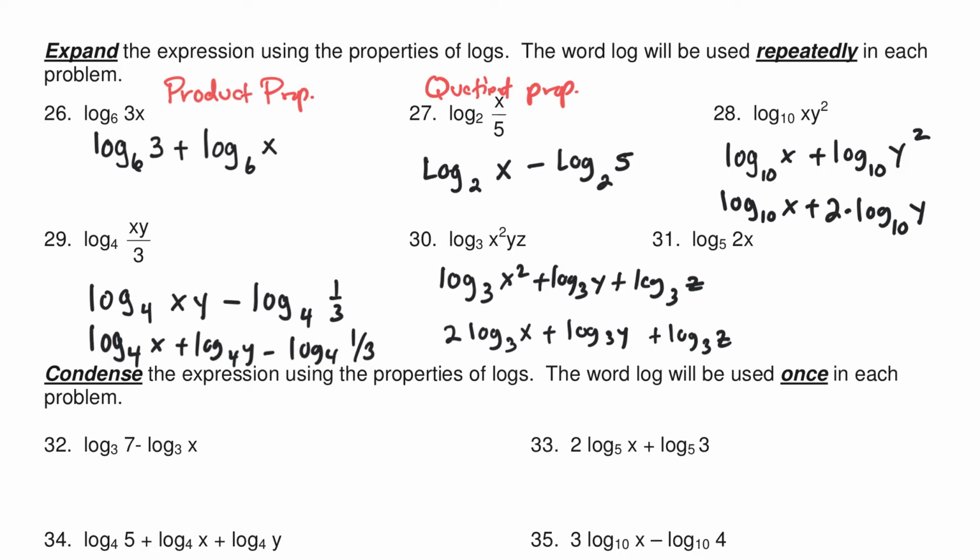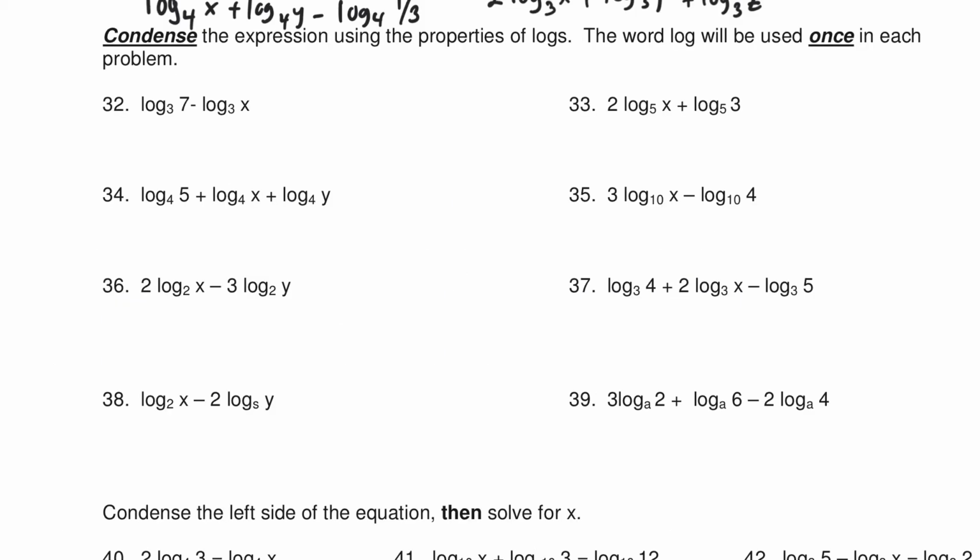And then 31, we have log base 5 of 2 plus log base 5 of x. We're going to condense the logarithms. The first one will be the quotient property. So what do you have? You have log base 3, and then you have 7 over x, so that's one logarithm.